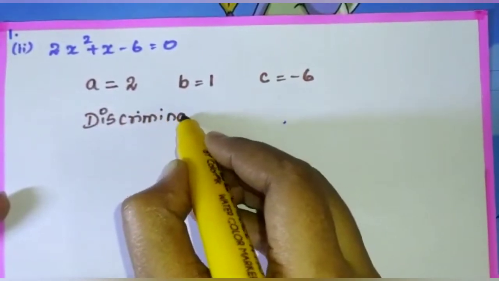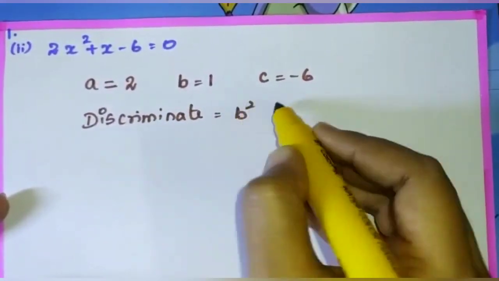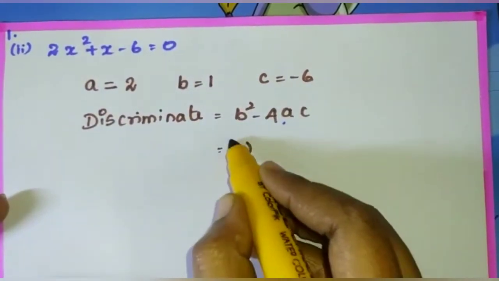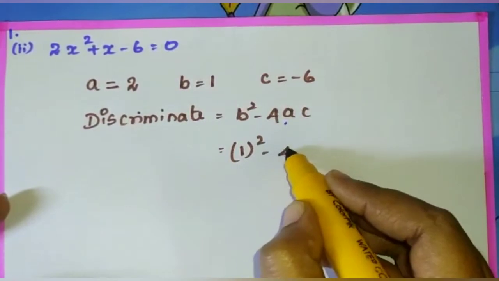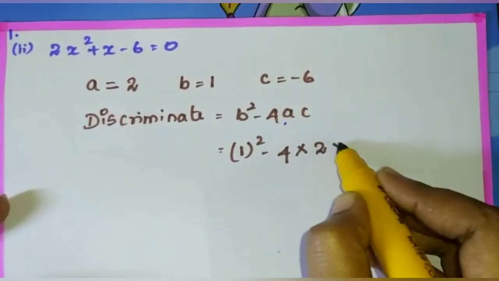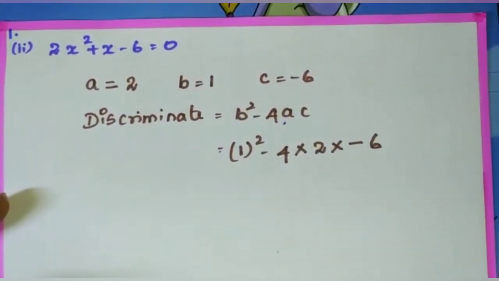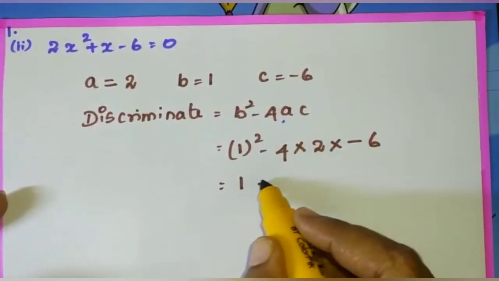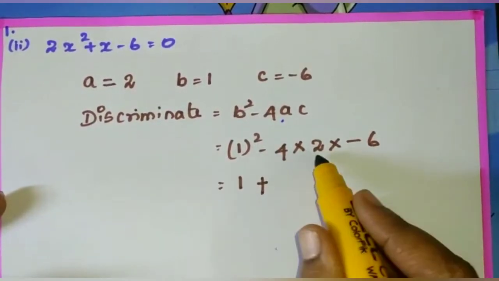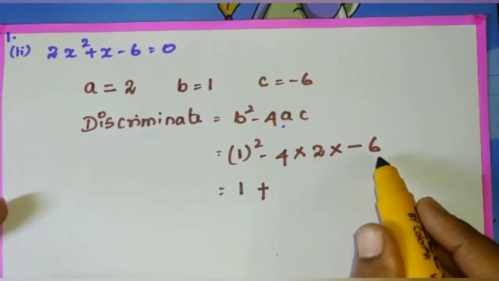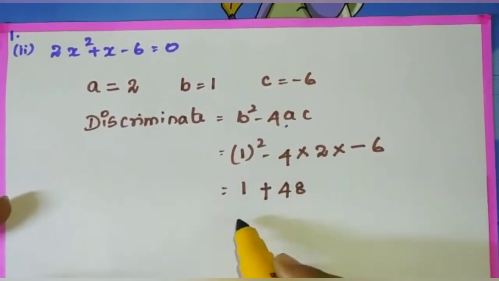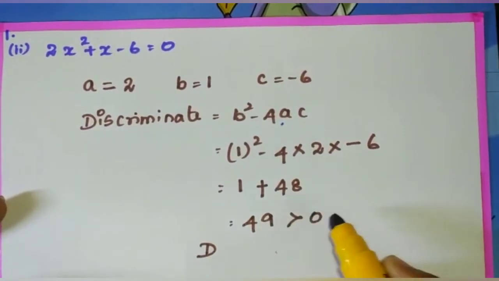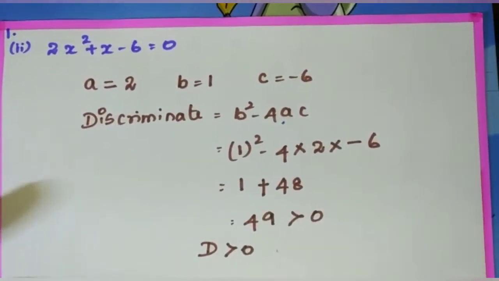Discriminant formula is b square minus 4ac. So instead of b, you have to substitute 1. 1 square minus 4 into 2 into minus 6. Then 1 square is 1. Minus into minus is plus. 4 2s are 8 and 8 6s are 48. So you got 49. The value of D is greater than 0, that is a positive value.